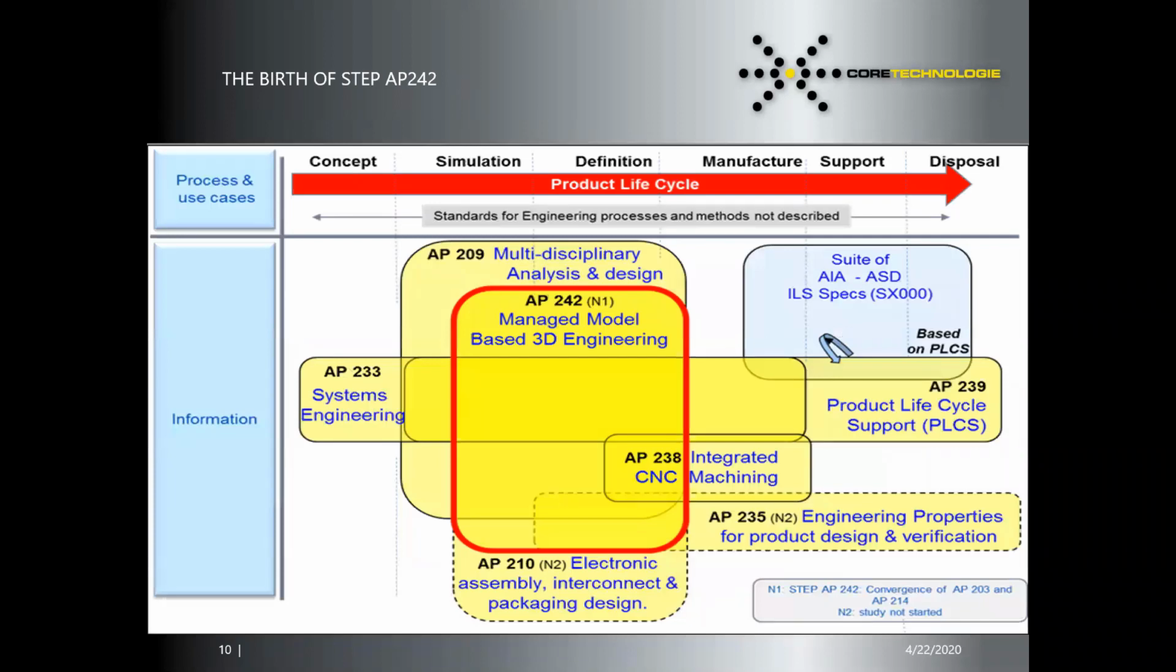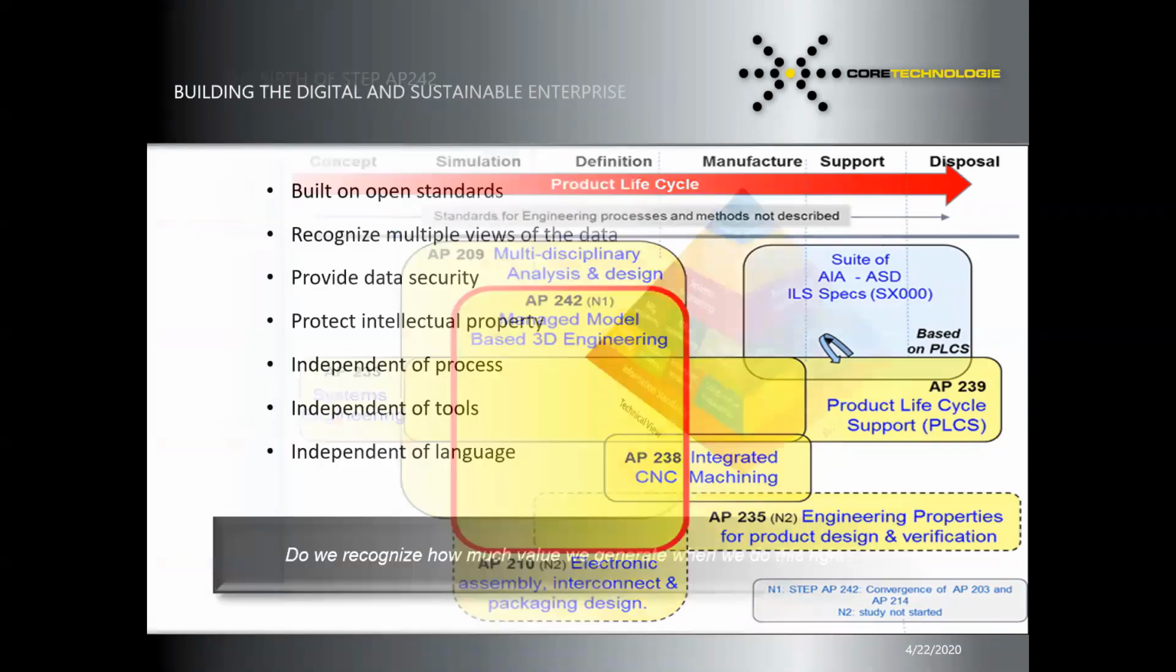And so how did the birth of STEP 242 come alive? If you look at the center, where it says AP 242 model-based engineering, there was an overlap with 233, an overlap with 239, and then also an overlap between AP 239 and the 214 and 203. And so what we wanted to do is start encompassing more information through the product lifecycle, being able to read in one STEP file format that includes the information that's required for all downstream applications. And you'll see later on in this presentation how Airbus completed that task.